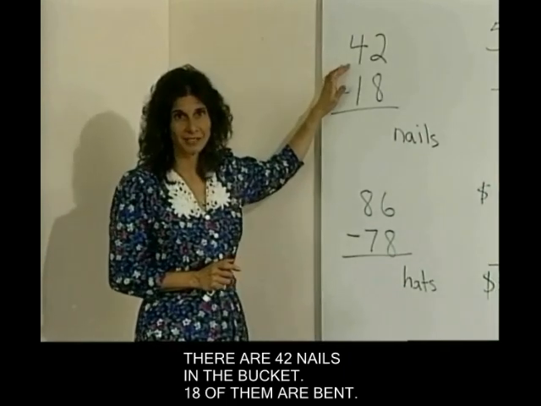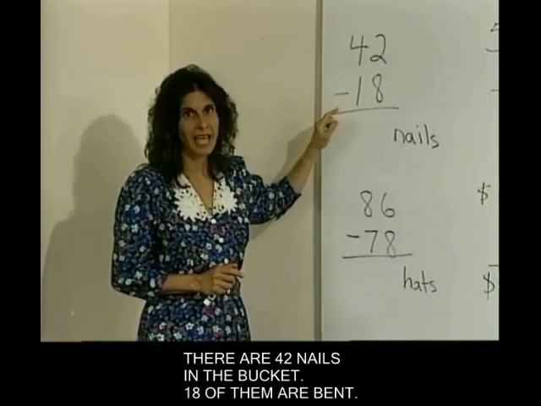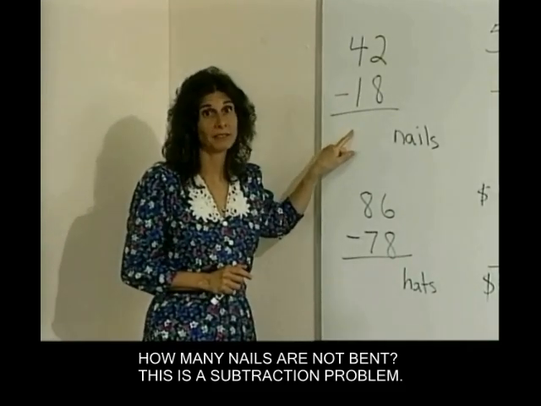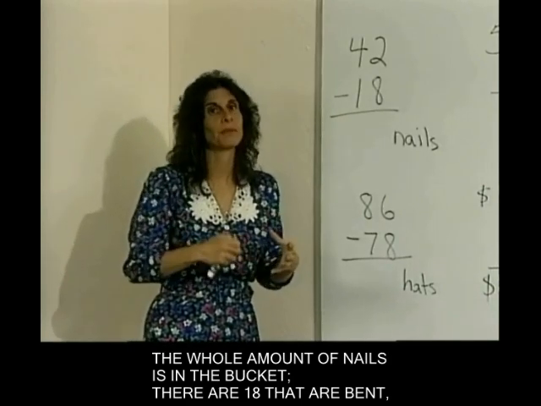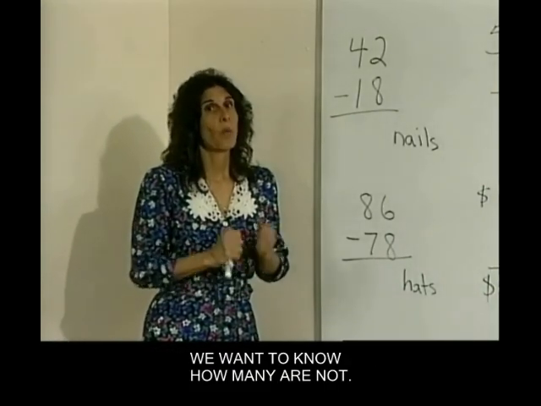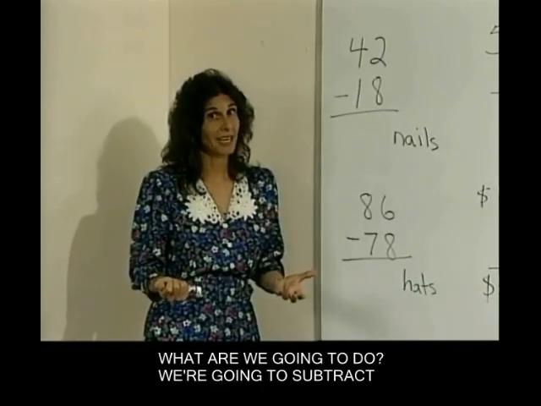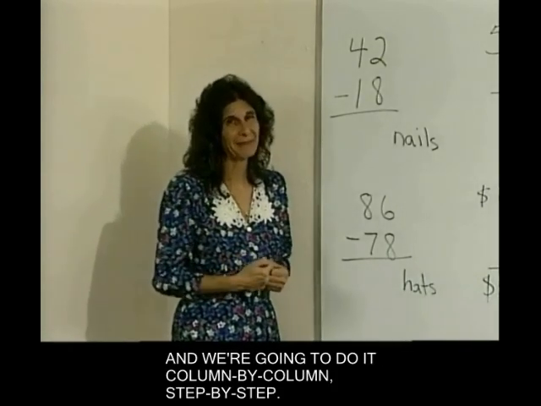There are 42 nails in the bucket. 18 of them are bent. How many nails are not bent? This is a subtraction problem. The whole amount of nails is in the bucket. There are 18 that are bent. We want to know how many are not. What are we going to do? We're going to subtract, and we're going to do it column by column and step by step.